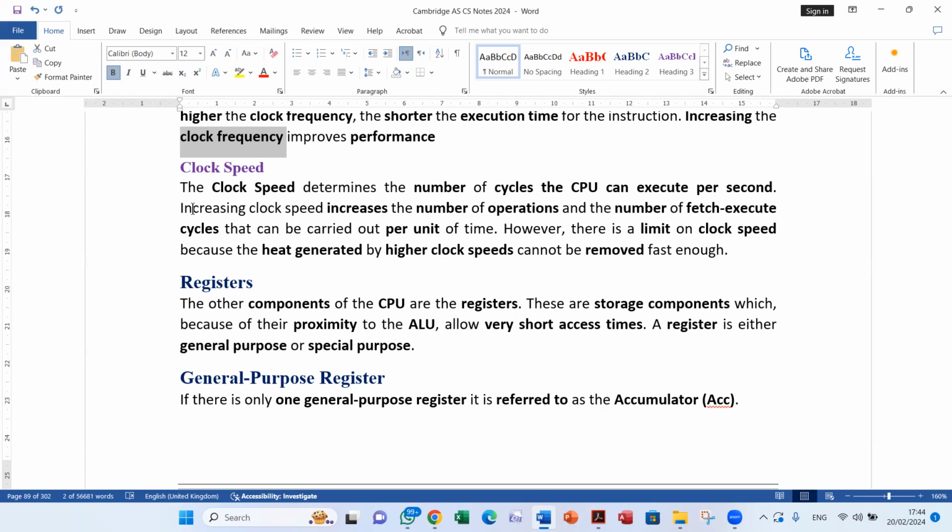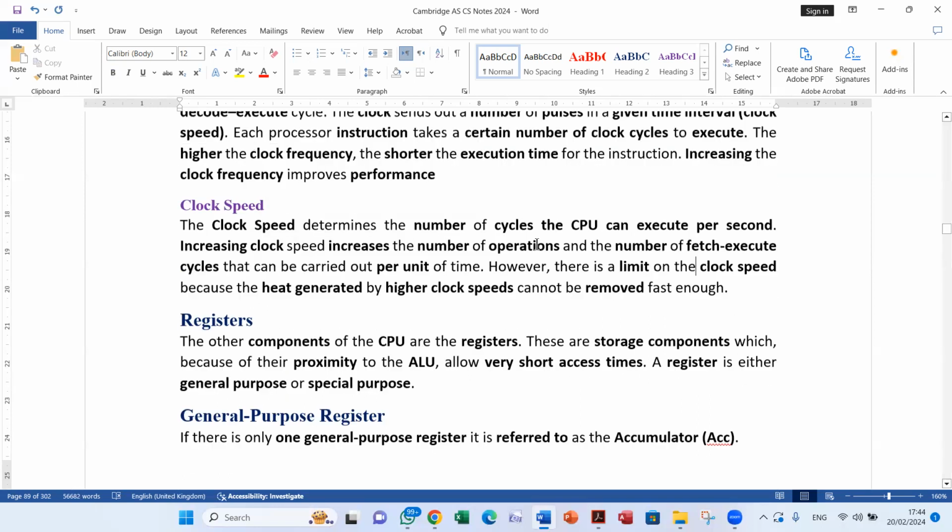So increasing clock speed increases the number of operations and the number of fetch, decode, execute cycles that can be performed per unit time. However, there is a limit on the clock speed because heat generated by higher clock speeds cannot be removed fast enough. You cannot just make the clock faster and faster the way you wish. There are limits. Okay, so this is the clock and the clock speed.